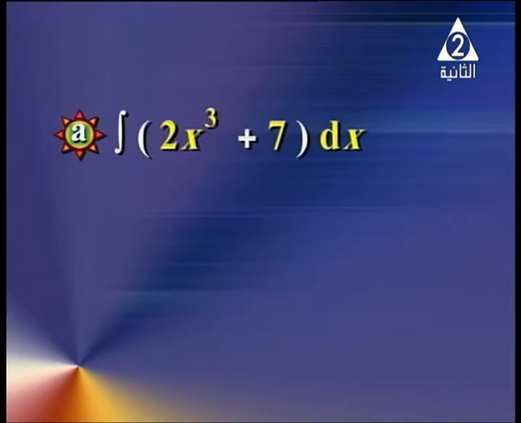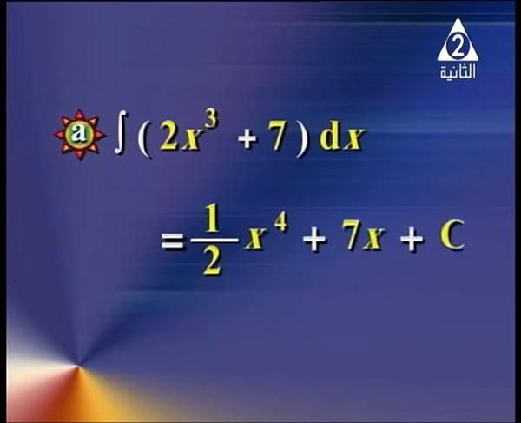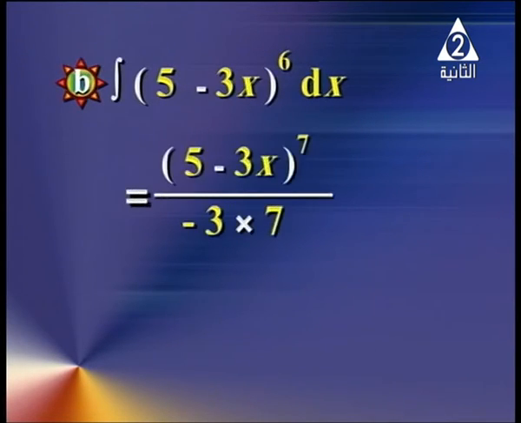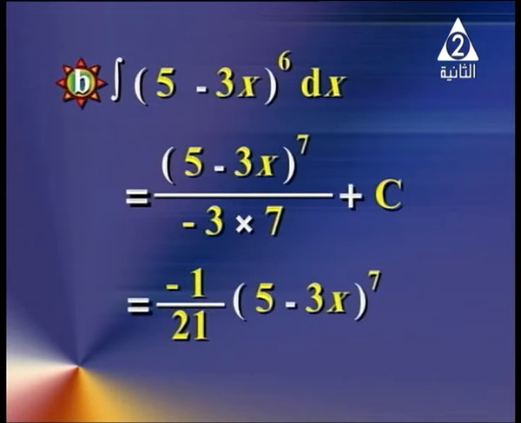Integration of 2x cubed plus 7 dx, by using the rule, is x to the power 4 divided by 2 plus 7x plus c. Integration of 5 minus 3x to the power 6 dx is bracket 5 minus 3x to the power 7 divided by 7 multiplied by the coefficient of x, negative 3, plus c, which equals negative 1 over 21 multiplied by bracket 5 minus 3x to the power 7 plus c.